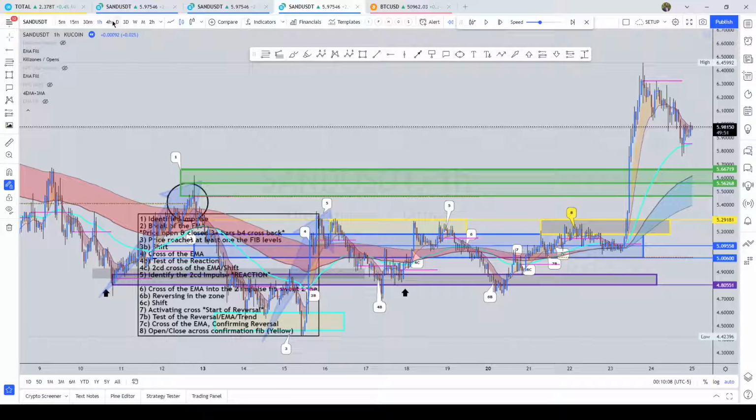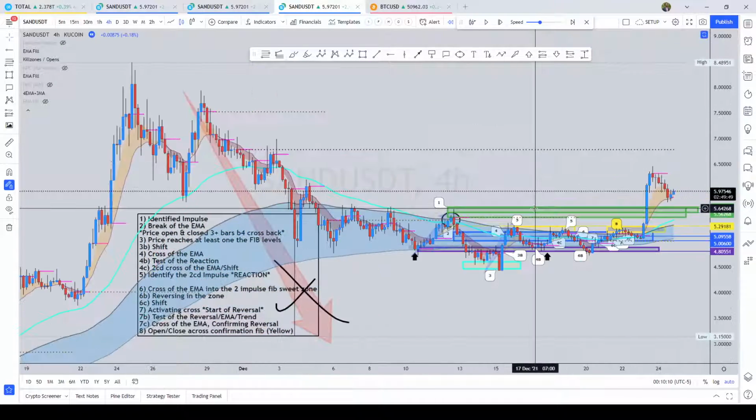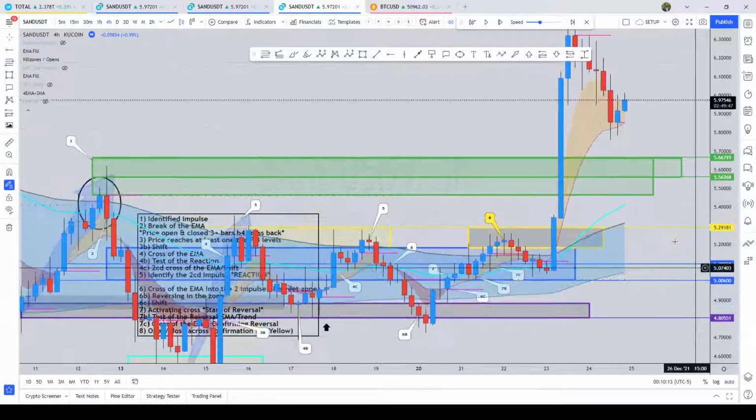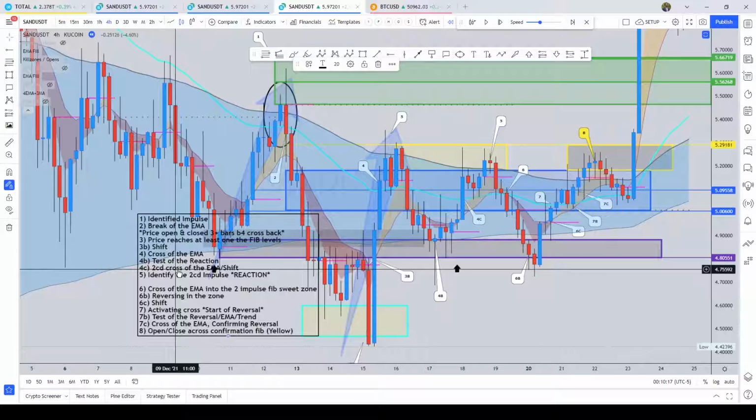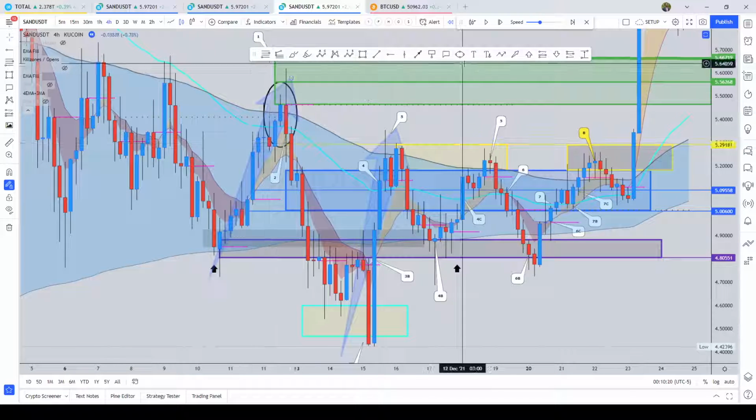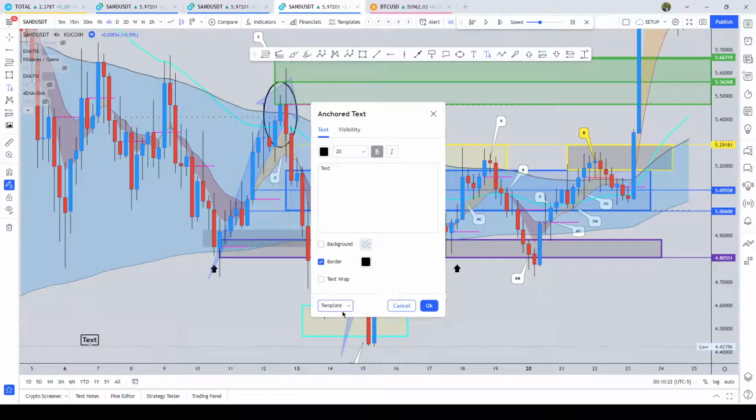Actually, I just realized I went to a lower time frame. And you can also use lower time frames to accumulate and help what we're doing as well. I haven't really gotten into that, but that is a thing. Definitely a thing.